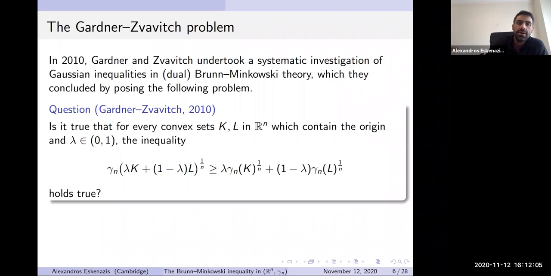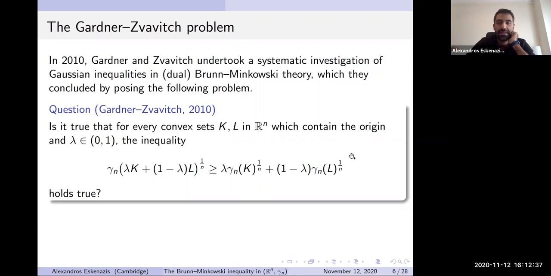They asked, is it true that for every convex sets K and L in R^n which contain the origin, and every lambda between 0 and 1, gamma_n of (lambda K plus (1 minus lambda) L) to the 1 over n is bounded below by lambda times the measure of K to the 1 over n plus (1 minus lambda) times the measure of L to the 1 over n. So in fact they ask, is it true that we have the same inequality as we have for the Lebesgue measure, simply for the Gaussian, under the assumption that the sets are convex and contain the origin?